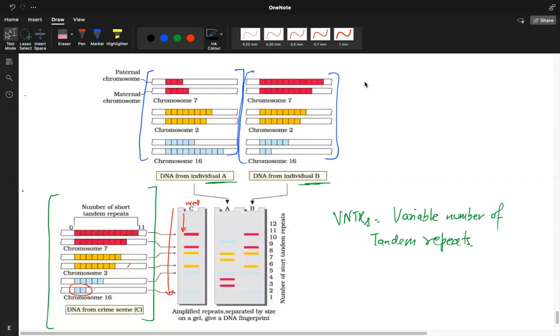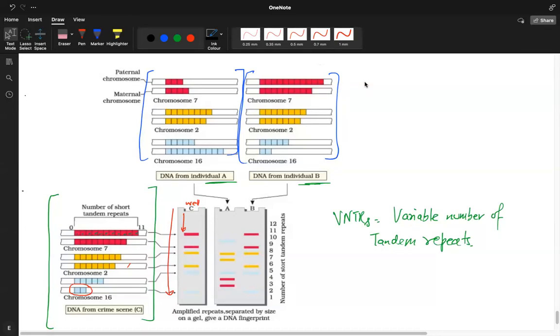And then what is VNTR, variable number of tandem repeats? We actually can count how many tandem repeats are present in a particular stretch of a DNA. So the technique of DNA fingerprinting, which uses satellite DNA as probe, is called the VNTR. So this probe is called VNTR, variable number of tandem repeats.